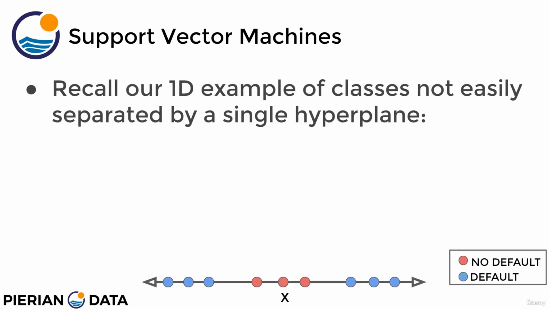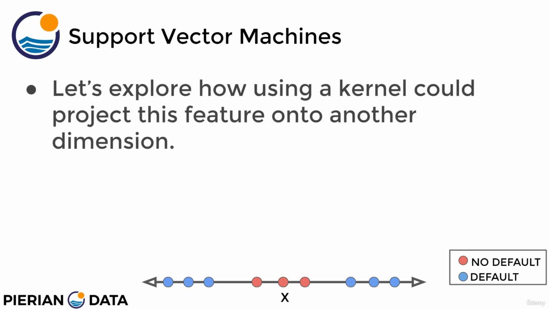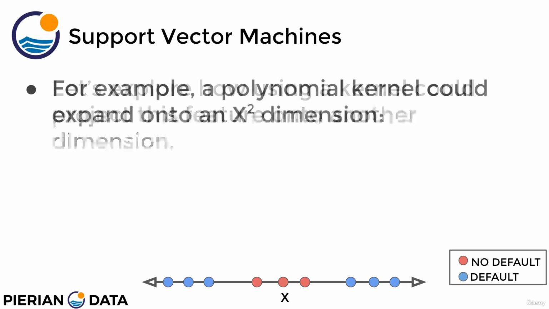Recall our one-dimensional feature example of classes not easily separated by a single hyperplane. Here we have some feature x, and then the two classes we have are noDefault on alone and defaulted on alone. And keep in mind that along this single feature, there's not a single point or hyperplane along a one-dimensional feature that would easily separate out these two classes without having to have a bunch of misclassifications. So what we can do is explore how to use a kernel that could project this feature onto another dimension. For example, we could use a polynomial kernel, which could expand this onto an x squared dimension.